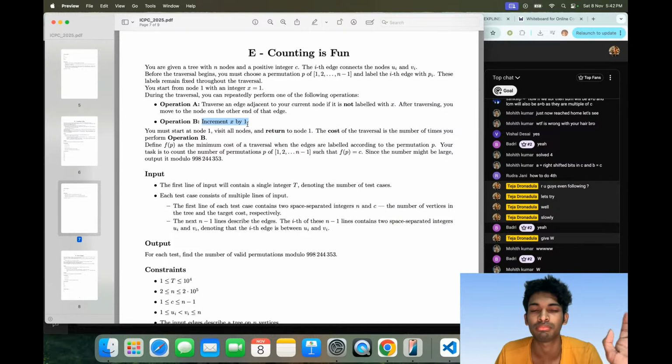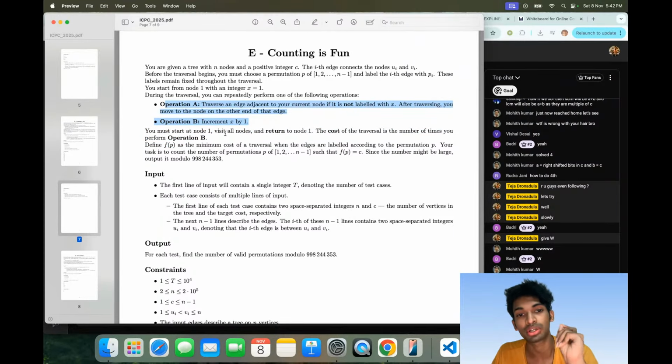So this is our traversal. You can either do this or do this, and once you increase, you can never reduce. You must start at node 1, visit all nodes, and return to node 1. The cost of traversal is the number of times you perform operation B. We have to touch every node and then come back to 1. The cost of traversal is the number of times you perform operation B.